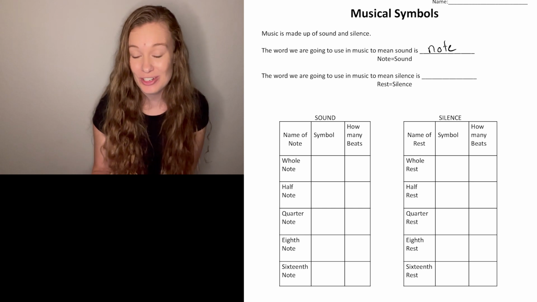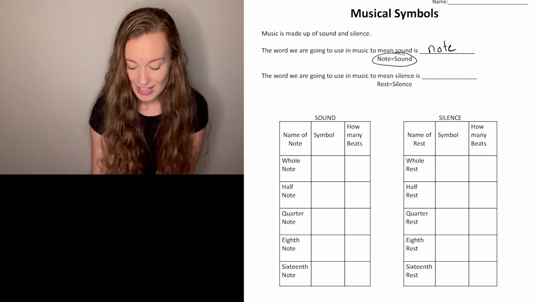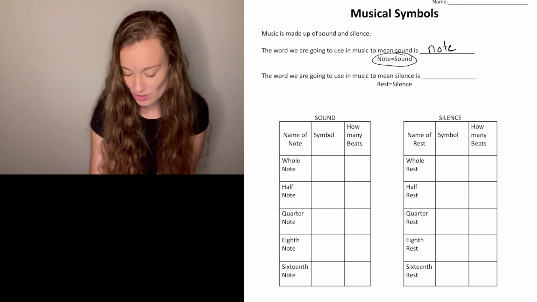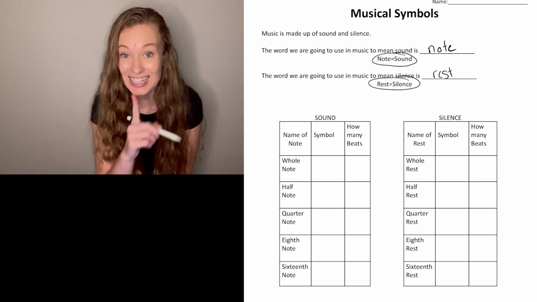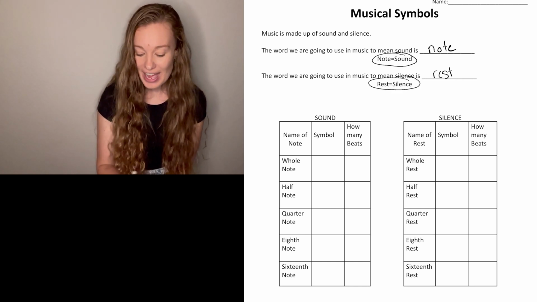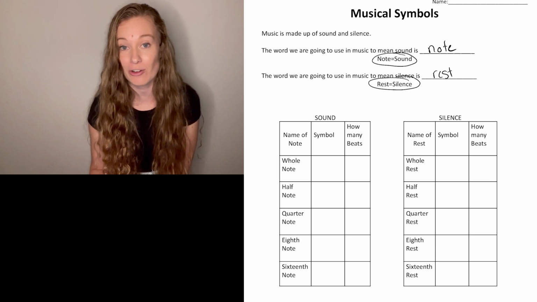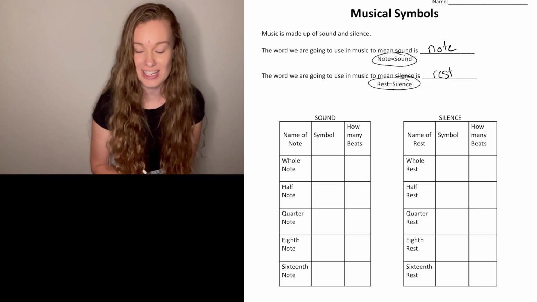And then underneath there's a reminder. It says note equals sound. The next one says the word we're going to use in music to mean silence is going to be rest. And then again, our reminder, rest equals silence. Now we have our two tables. One talks about sound and the other one talks about silence. Let's take a look at the sound one first on the left-hand side.